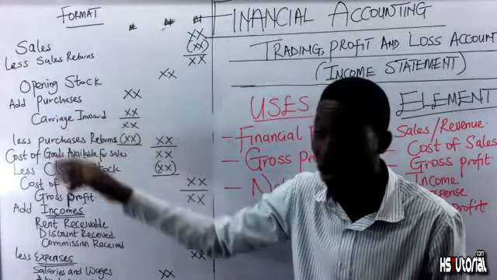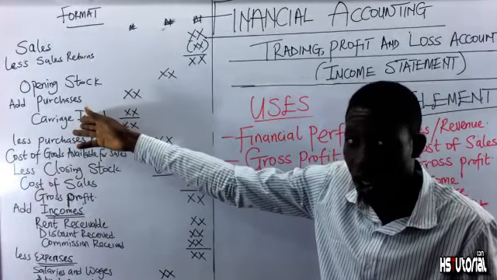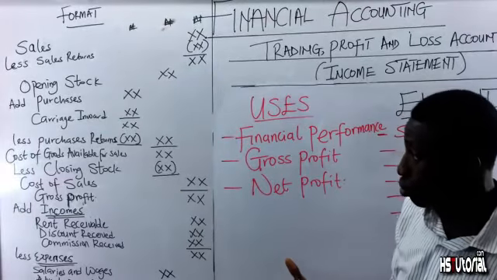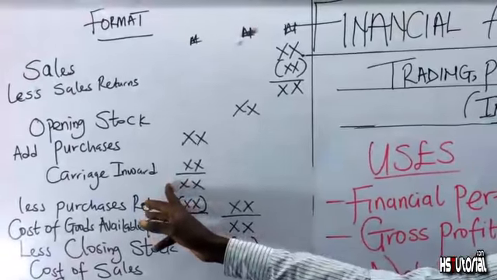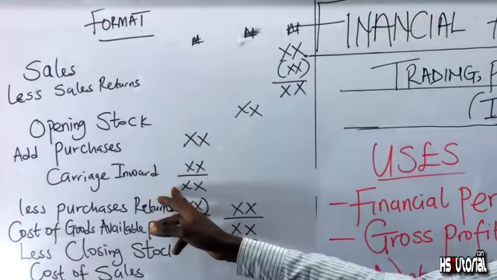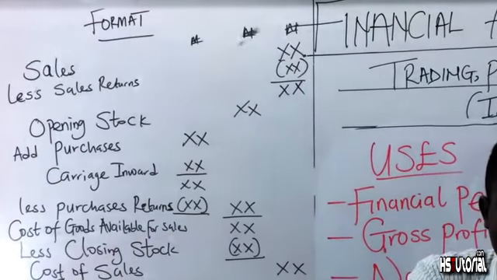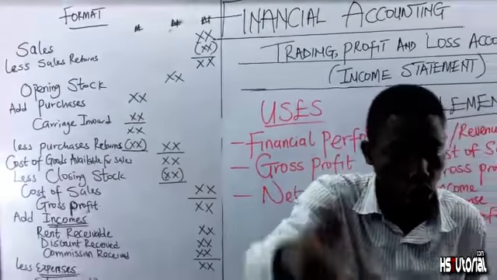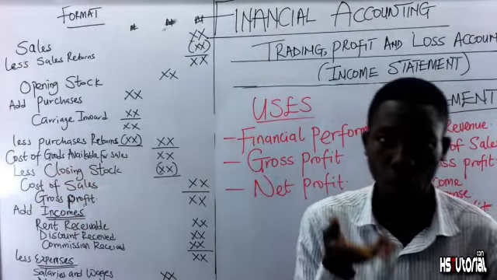When you have carriage inward, it is a cost to you. So the cost you incur in bringing the goods to your normal location, if you add it to the purchases, this is what you are going to have. The figure you are going to have, you will write it here. Then now let's assume you return to your supplier some of the goods your supplier supplied to you.